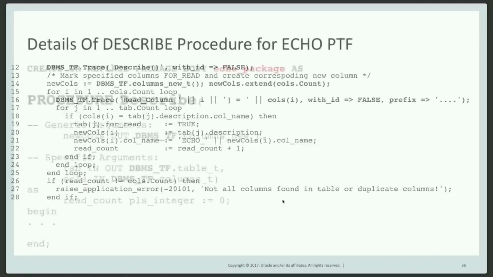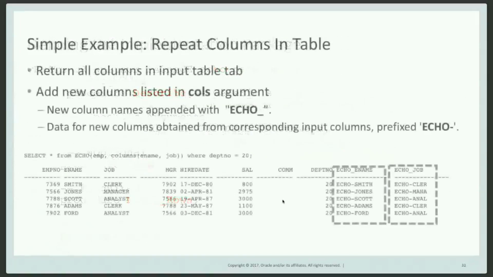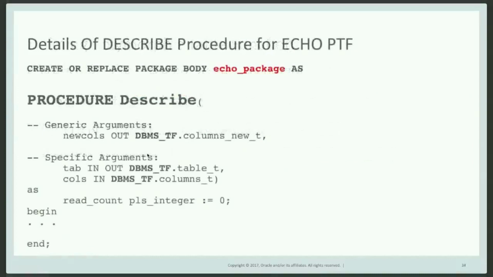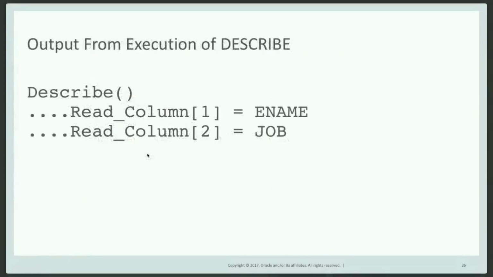So if we just quickly go back, you can see here I'm going to echo, I'm going to take in emp, and the columns I'm going to pass in are ename and job. So when I run the describe, I'm going to get the fact that I need to process ename and job. So that's, if you like, the background output that I'm going to generate.